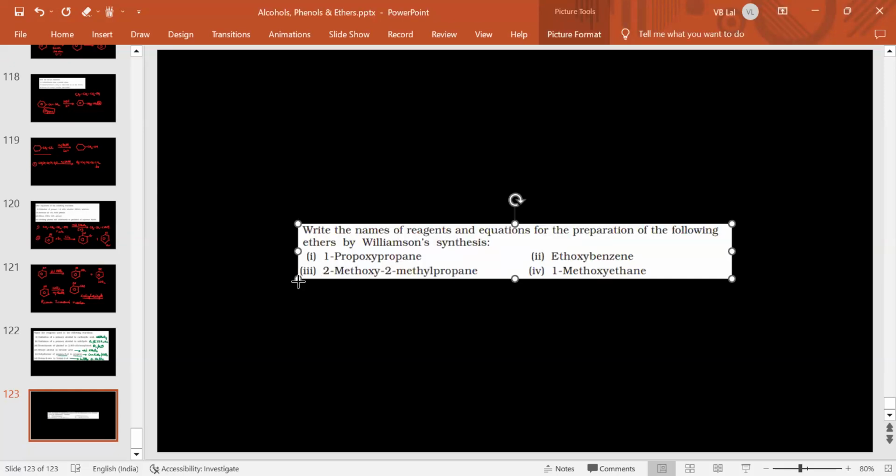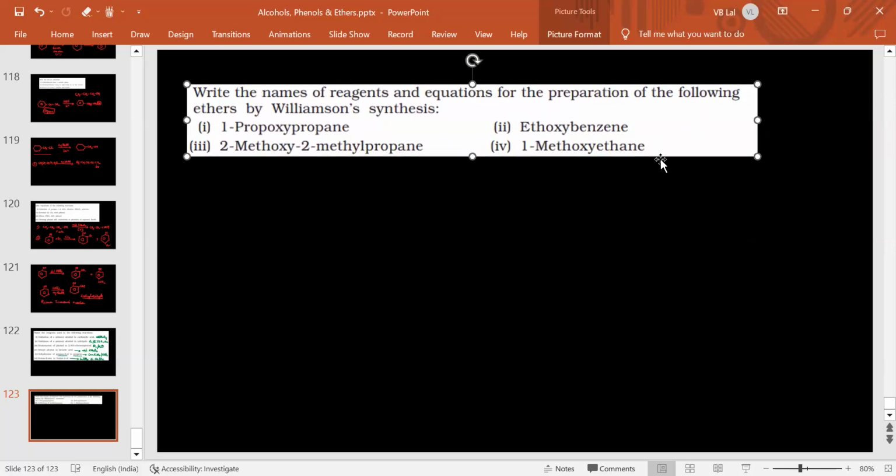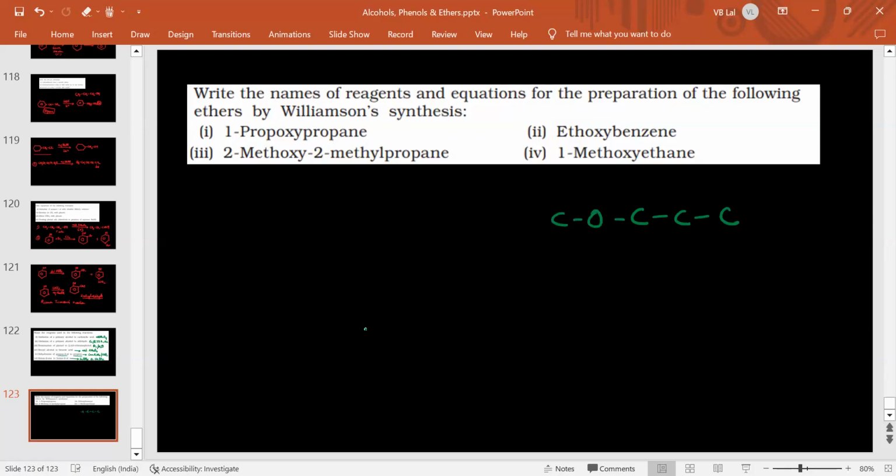Okay. This time we have come to ethers. Write the names of the reagents and equations for the preparation of the following. First I have to prepare propoxypropane. So let us first write what propoxypropane is. Propane is 3 carbon atoms, propoxy is O and again 3 carbon atoms on this side. Now this is what type of ether? This is a simple ether.